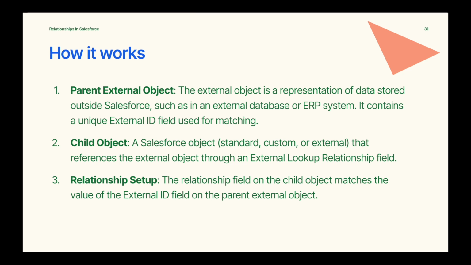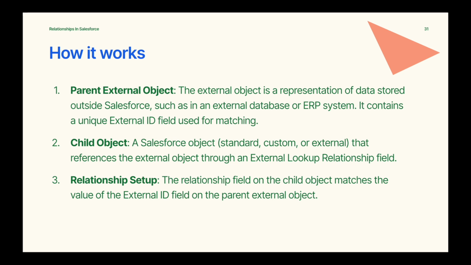Child object: a Salesforce object which could be standard, custom, or external. It will be referencing the external object through an external lookup relationship field. On that child object, we will be creating an external lookup relationship field, and you can create that field with the same procedure as lookup relationship and master detail, by going to Fields and Relationships and then creating a new field. There you will see the data type as external lookup relationship.